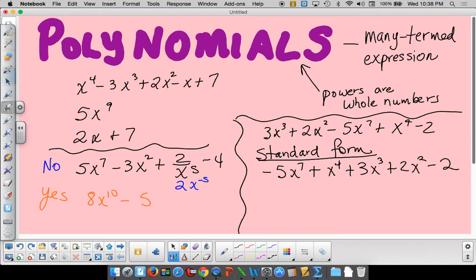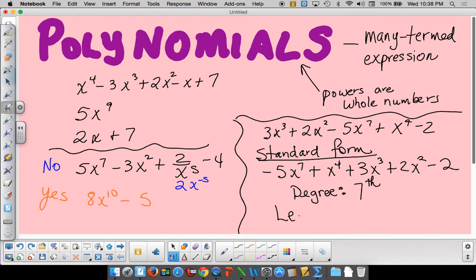Now, once you have determined that, then you can determine two other factors of the polynomial. One is the degree of the polynomial. The degree of the polynomial is simply how high was the power. So this would be considered to be a 7th degree polynomial since the highest power term was 7.